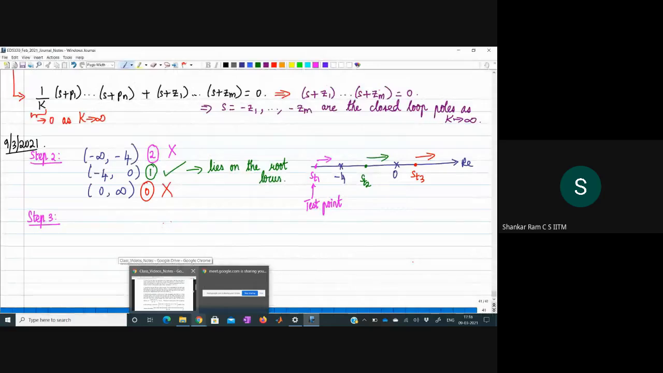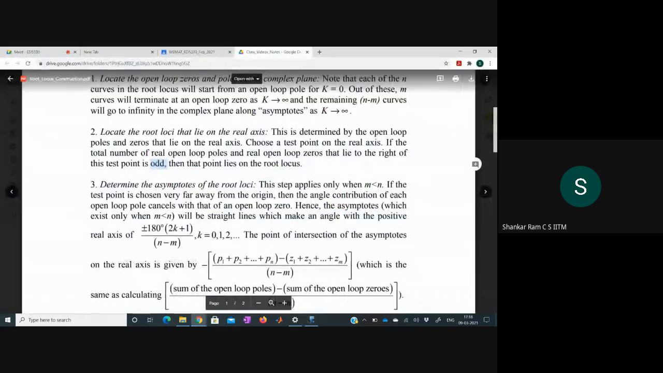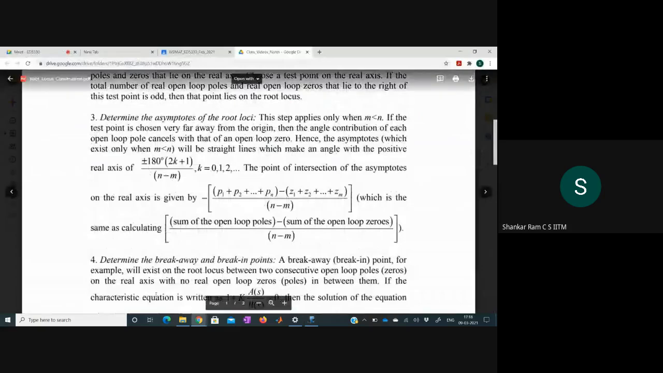Now, let's go to the third step. What is step number 3? Step number 3 is to determine what are called asymptotes of the root locus. So what do we mean by asymptotes? Asymptotes are the branches of the root locus when they go sufficiently far away from the origin of the complex plane and towards infinity. That's what we call asymptotes.